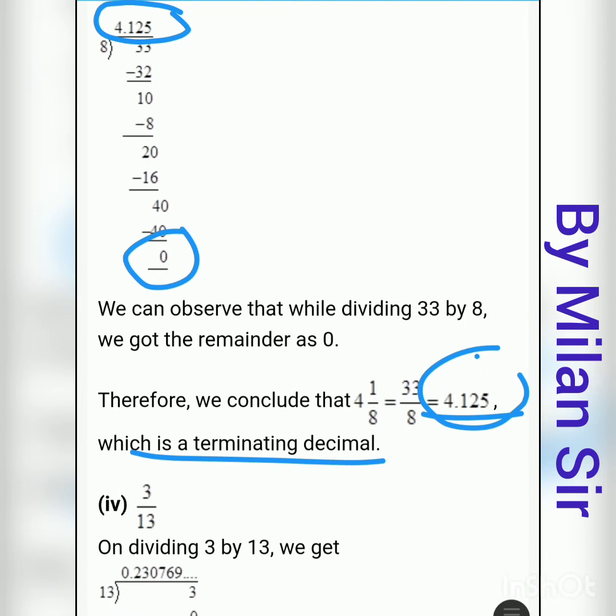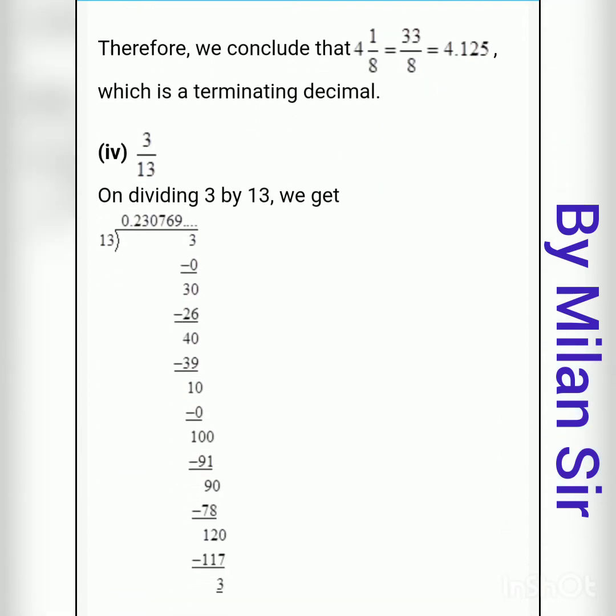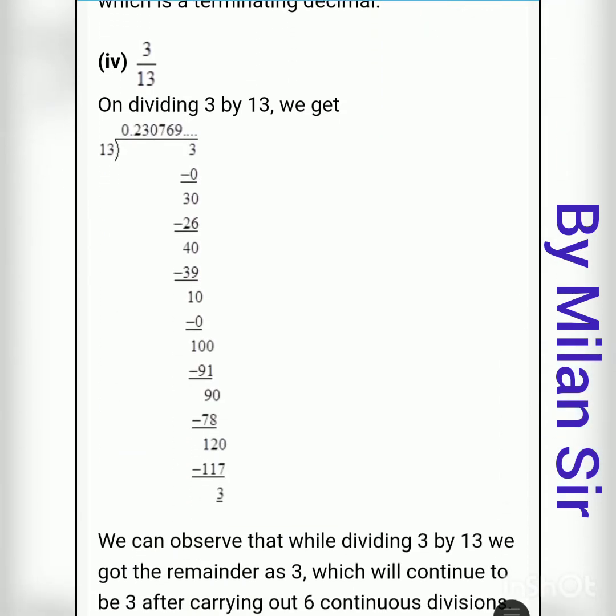Then number 4, 3 by 13. 3 divided by 13. So first of all divide 3 by 13. Here division is not possible, so 0 point, here 0.